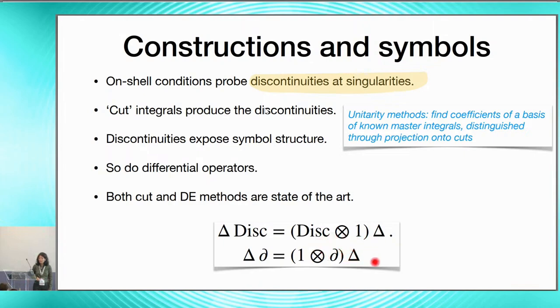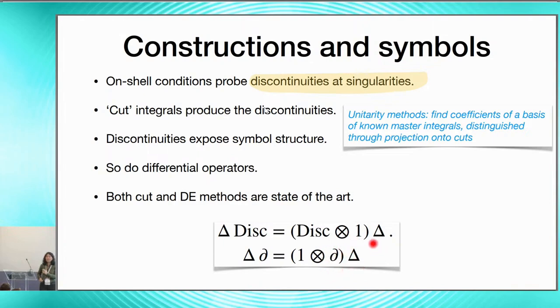Delta is a coaction, another algebraic operation, which basically corresponds to the symbol once you iterate it as much as you can. What it's saying is that on symbols, if you take a discontinuity on the function, what you get is the same on the symbol as if you take the discontinuity of just the first part of the symbol. And for a differential operator, it's the complementary condition. You only need to differentiate the last part of the symbol to get the result of the differential operator.